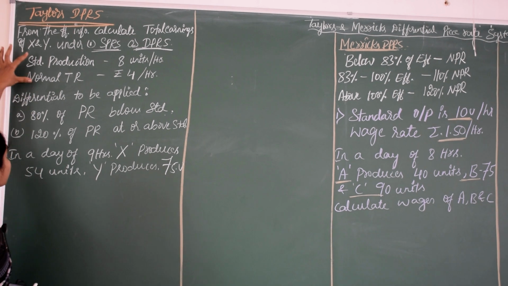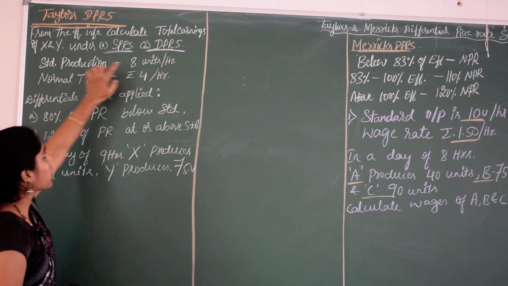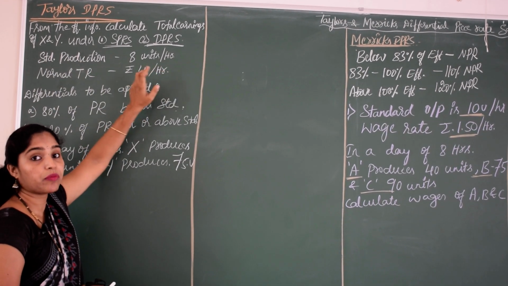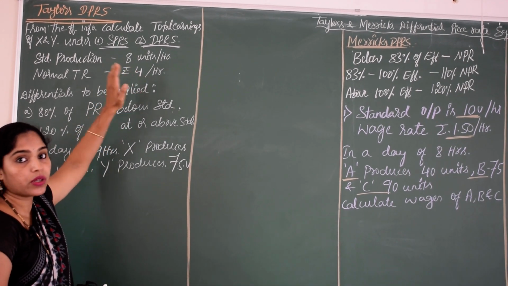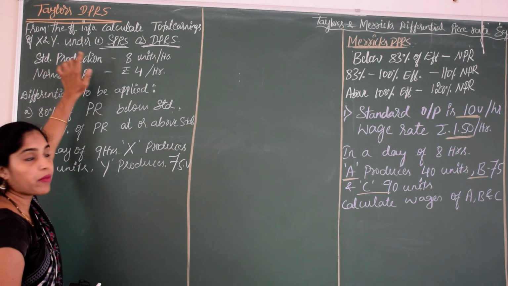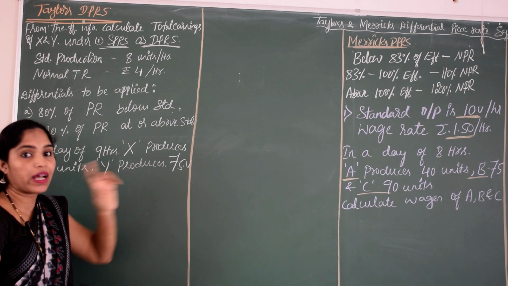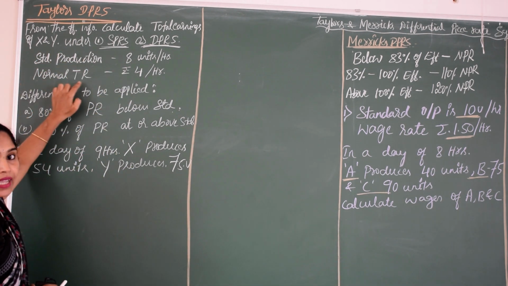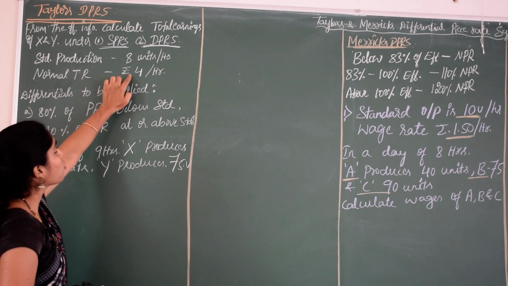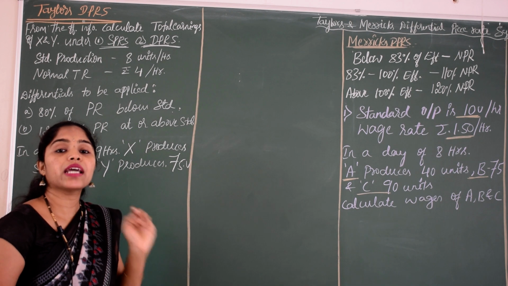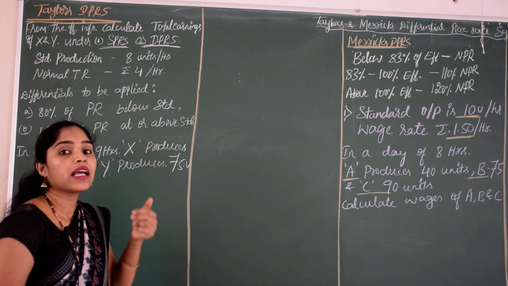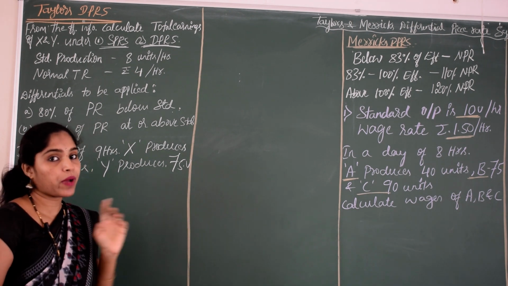Okay, then next they have given standard production 8 units per hour. So that means for 1 hour they are manufacturing 8 units. So X and Y are manufacturing 8 units for 1 hour, and normal time rate. So time rate is rupees 4 per hour. That means for every 1 hour they are getting 4 rupees. Like that they are producing 8 units per hour.